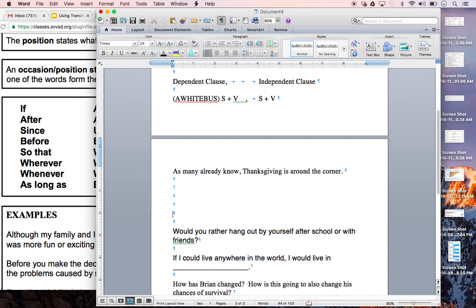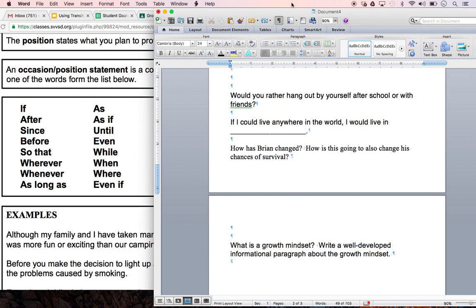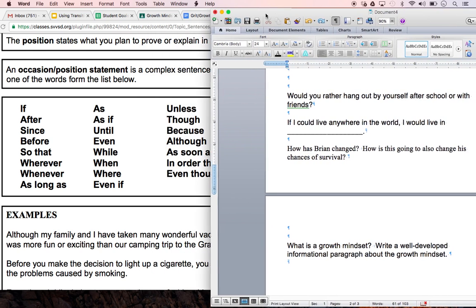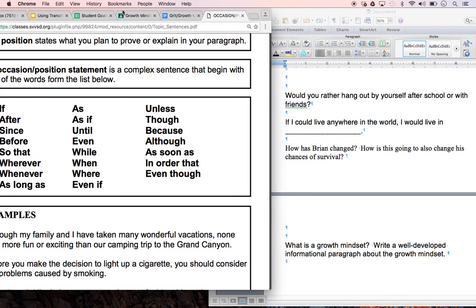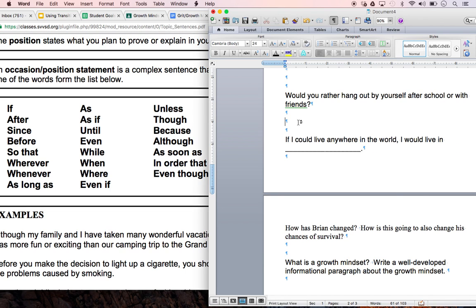All right, so now let's do some practice here. Here are some prompts, and we are going to answer them with some occasion position statements, which basically means we're going to answer them by beginning with a white bus word and making sure that we still have the topic and the main idea and also that we restate the question if we need to in the topic sentence. So, first one, and I haven't even thought these out yet, so I'm going to be answering these on the spot. Would you rather hang out by yourself after school or with a friend?